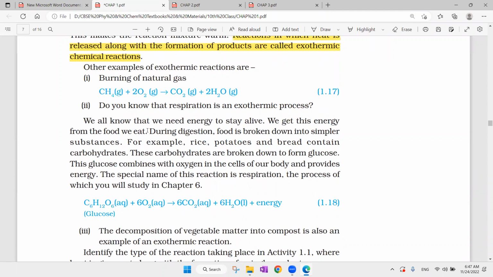Maximum students won't read this. We get this energy from the food we eat during digestion. Food is broken into simpler substances. For example, rice, potatoes, bread contain carbohydrates. These carbohydrates are broken down to form glucose. This glucose combines with oxygen in the cells of our body and provides energy. So that is why respiration or digestion is known as exothermic. It releases heat energy.